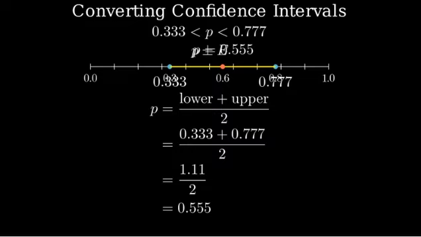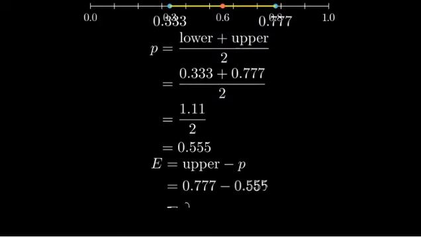Next, let's find E, the margin of error. This is the distance from the midpoint to either endpoint. We can calculate this by subtracting P from the upper bound or by subtracting the lower bound from P.